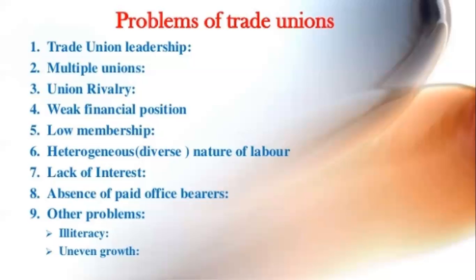So multiple unions is a big problem because when you have multiple unions, no single union will get the complete grip or advantage to negotiate with the managements. Third one is union rivalry. So union rivalry or inter-union rivalry is another problem faced by trade unions that affects the collective bargaining and negotiation space.